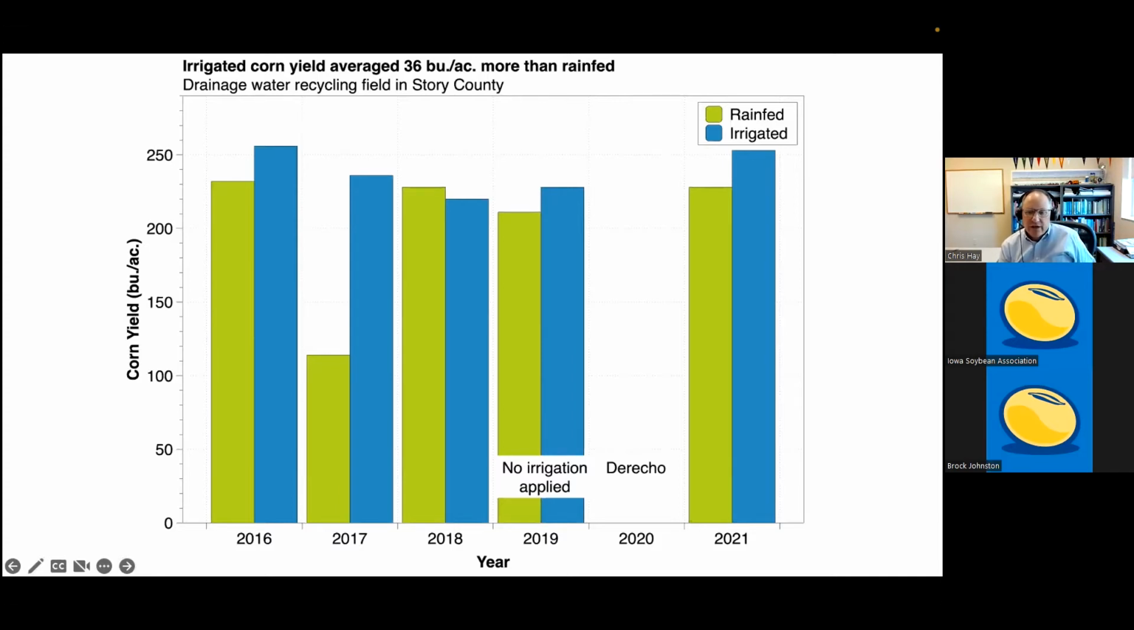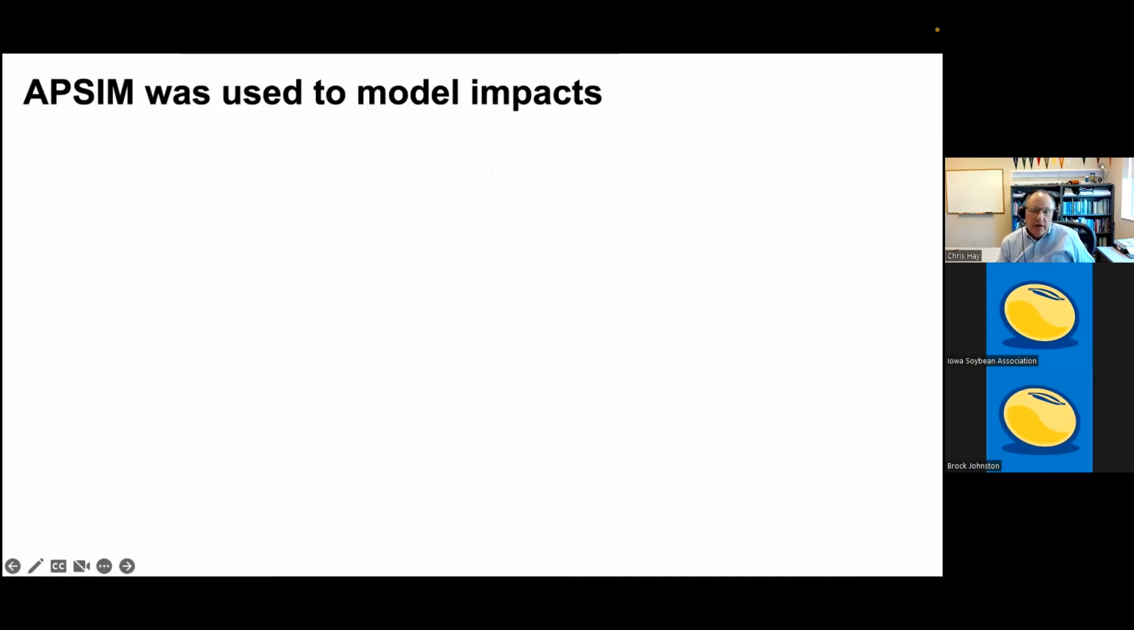So that gives us a first look at what the potential might be here in Iowa, but we wanted to look at what it might look like over a longer time span. And so working with some of the crop modelers at Iowa State using a crop model called APSIM, we could actually model what the potential impacts might be.